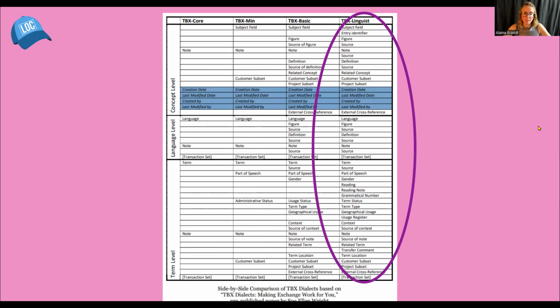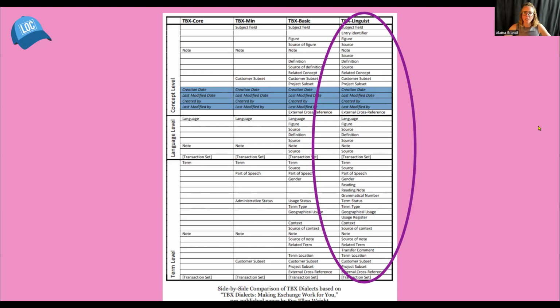Next, there's the TBX Linguist dialect, which is the most robust of the ISO 30042 dialect types. In this dialect, much more detailed data about terminology is added, including reading notes, grammatical number, and a section for transfer comments in which information about the origins of any terminology imported into a term base could be collected.